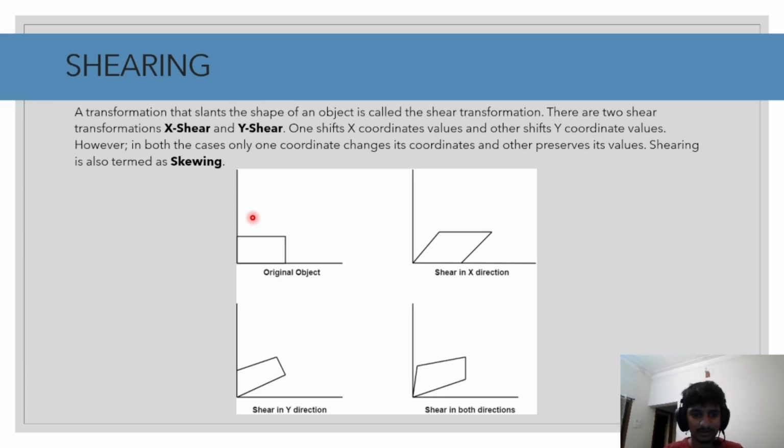Here there's the original object, that is a rectangle, and this is shear in the x direction. As you can see, the object's shape is changed, and basically it is moved to the right, and the object looks like it's pulled and stretched. This is shearing in the y direction. As you can see, in the y axis this part is moved upward, and this is shearing in both directions. This basically distorts the image and changes the shape. This slants the shape. The number of sides will still remain the same.